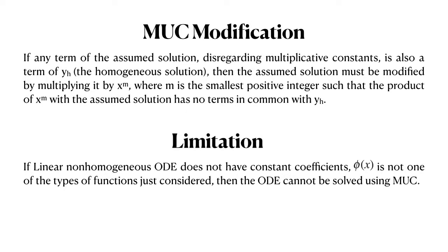Di ba when solving for the non-homogeneous linear ODE, ato first i-solve ang ODE as if homogeneous siya. So we have first obtained the y of h. If any term of the assumed solution is also a term of that y of h, then the assumed solution must be modified by multiplying it by x to the power of m. Okay? So, mura siya katulad sa case 2 sa homogeneous linear ODE.